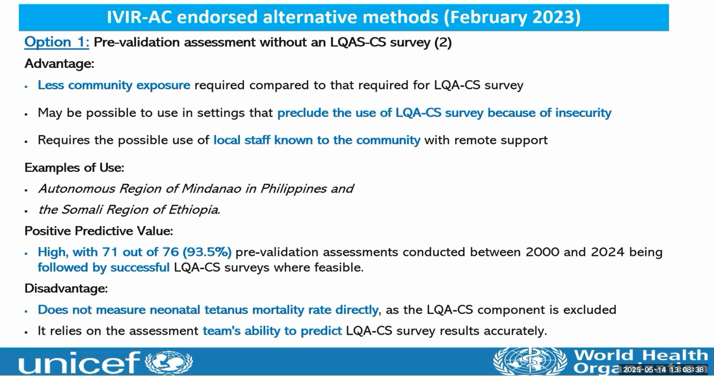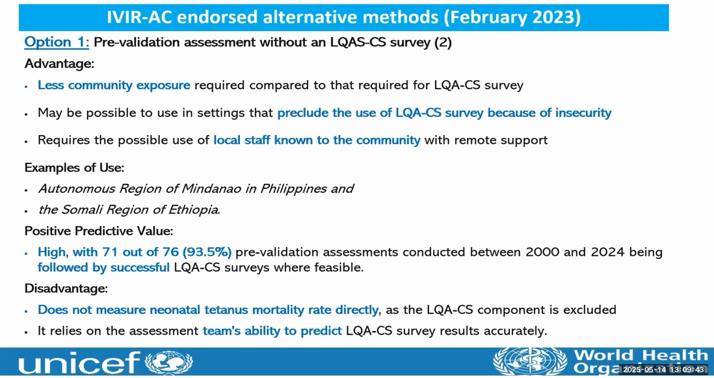Now, what are the advantages of this particular method? You have less community exposure. Instead of sending teams to over 150 to 200 clusters in some cases in very remote areas, with the possibility of exposing them to security risk, we stop at the level of the prevalence. So this community exposure is less. And it's also possible to use in settings that preclude the use of LQS because of insecurity. And it requires the possible use of local staff known to the community with remote support. What does this mean? For example, we do have insecurity, but we still have colleagues, maybe from WHO, UNICEF, and partners who work at the country level, who are still able to at least assess some of these districts and operate up to the level of health facilities, but they will not be able to go to the community for house-to-house visits.